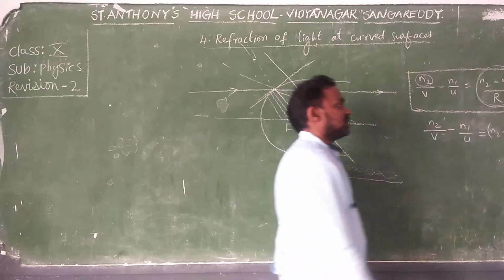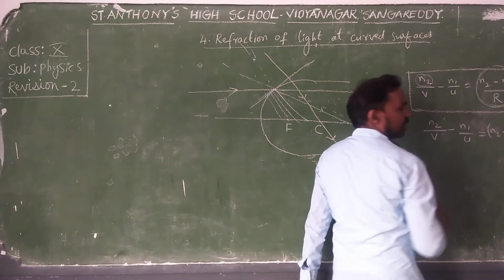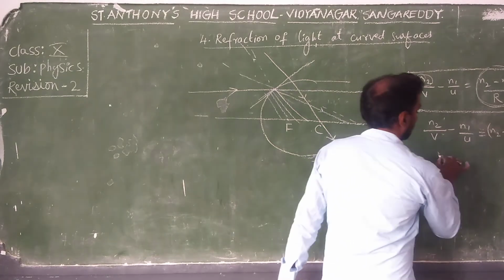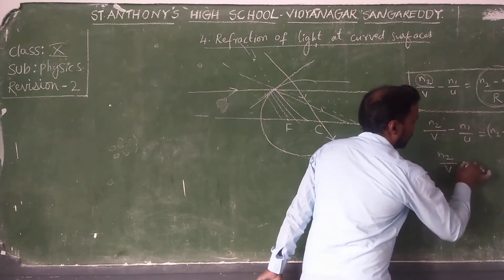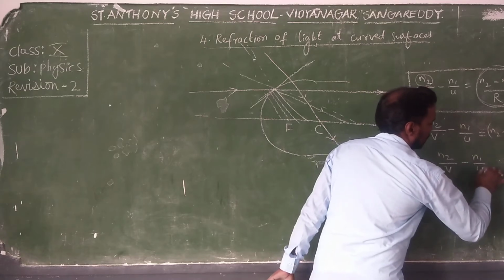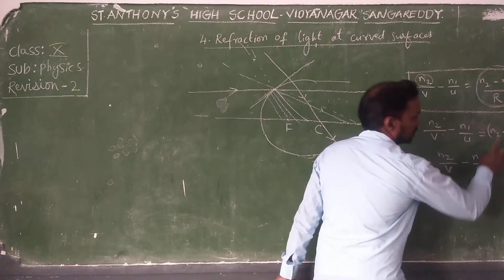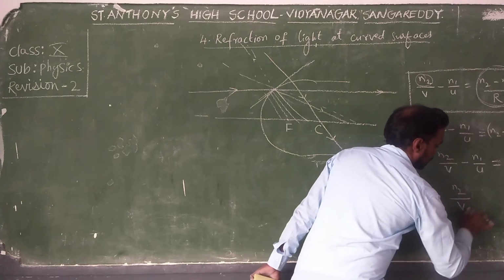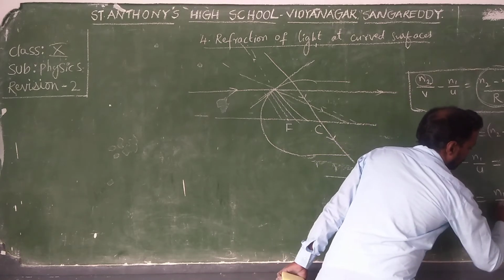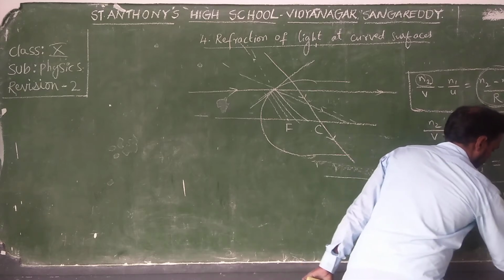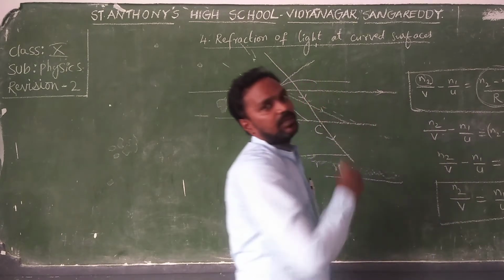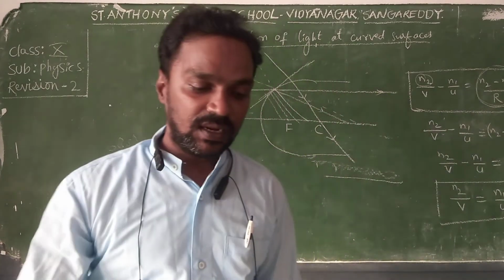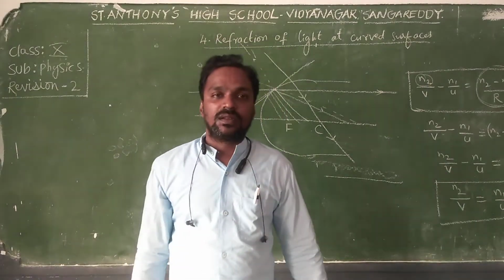When this is 0, what happens? 0 into anything will be 0. So therefore, n2 by v minus n1 by u is equal to 0. 0 into v is 0. So therefore, n2 by v is equal to n1 by u. This is for the plane mirror. Plane mirror and curved mirrors are there.